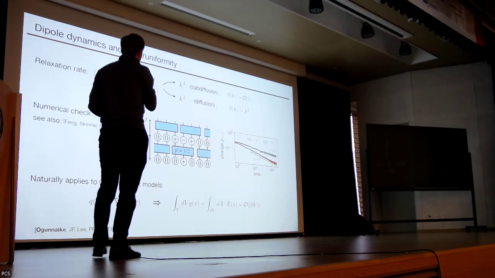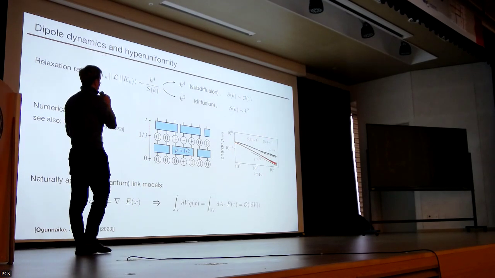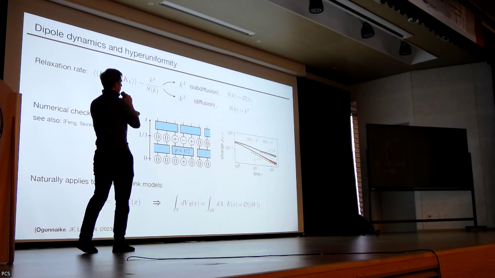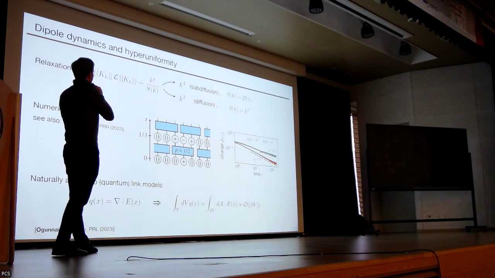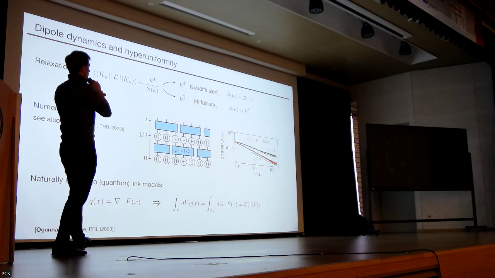And this is kind of interesting because what this means is that in a more generic scenario where charge fluctuations are not bounded, so the structure factor is just order 1 as we go to low momenta, this gives rise to a subdiffusive process where the relaxation rate scales with the momentum to the 4th power.